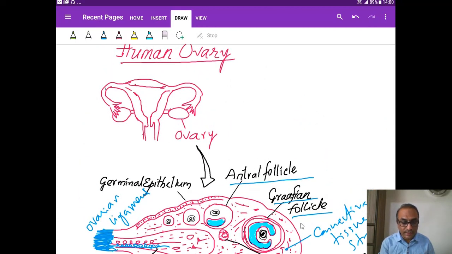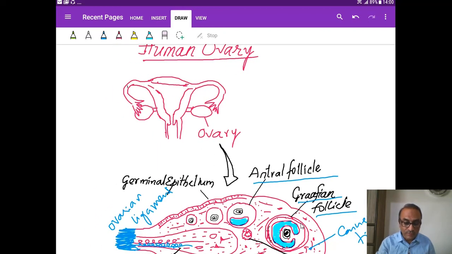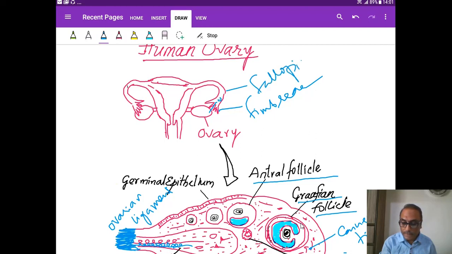The released oocyte or egg will be taken up by the oviducal funnel with the help of the fimbriae. These fimbriae have a ciliated lining, and with the beating of the cilia, the oocyte is made to enter into the fallopian tube. As we know, this enlarged funnel-like structure, the oviducal funnel, is also called the infundibulum.